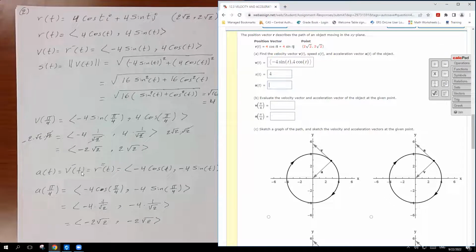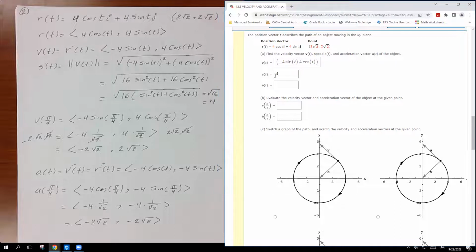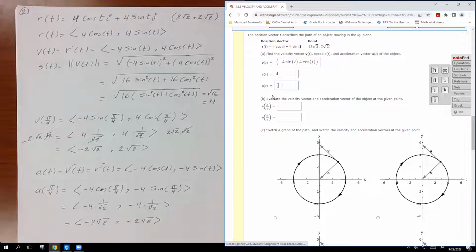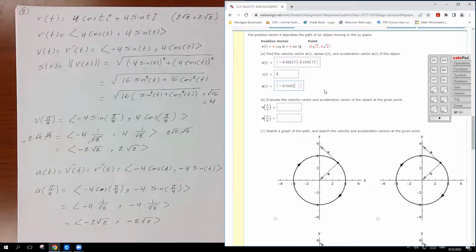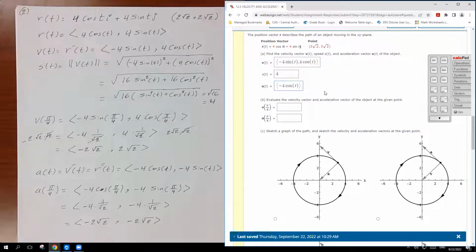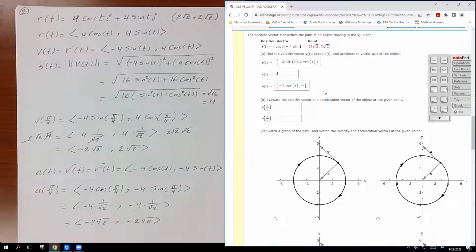And here is the acceleration. The acceleration as a vector is going to be (-4 cosine t, -4 sine t), with respect to t.